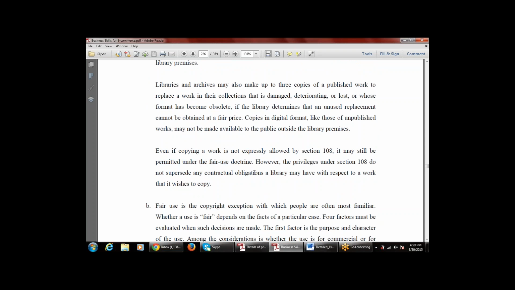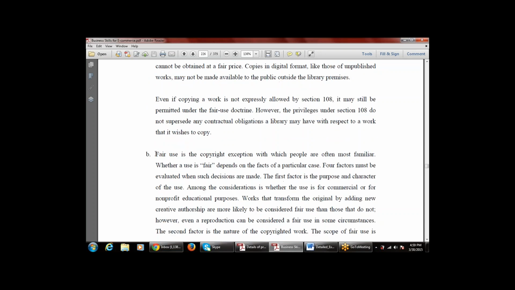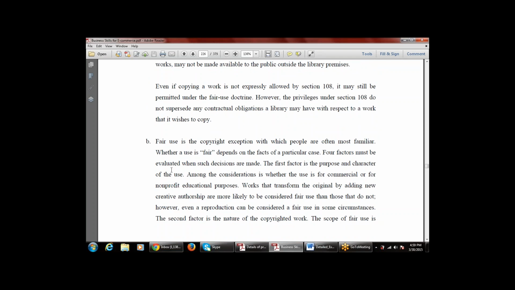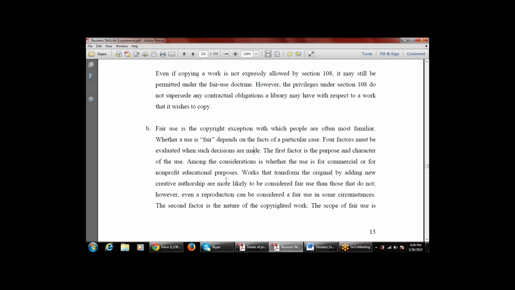The next exception is fair use, the copyright exception with which people are often most familiar. Whether a use is fair depends on the facts of a particular case. 4 factors must be evaluated when such decisions are made. So what are the 4 factors used whenever we decide whether the usage of the copyright exception is fair or not?